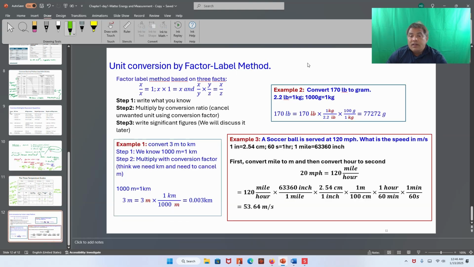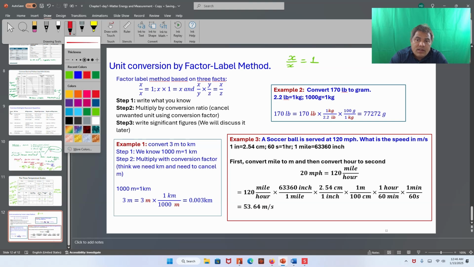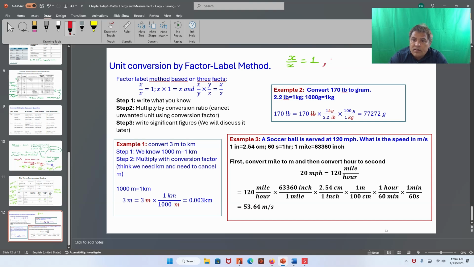Finally, let's do the unit conversion. Okay, the factor label method means just the factor. Okay, it depends basically on 3 principles. Okay guys, for example, x divided by x is equal to 1, right? X cancels and they are the same number. You divide the same number by the same number, that is 1. And the other is something times 1 is equal to that thing, that is also true, right?